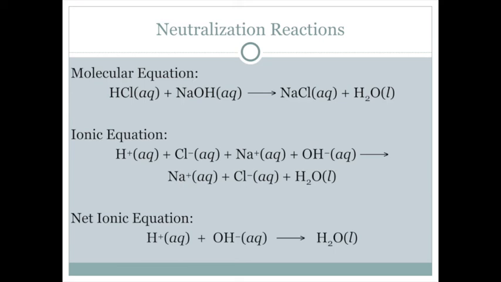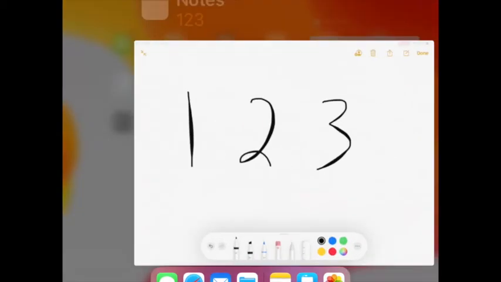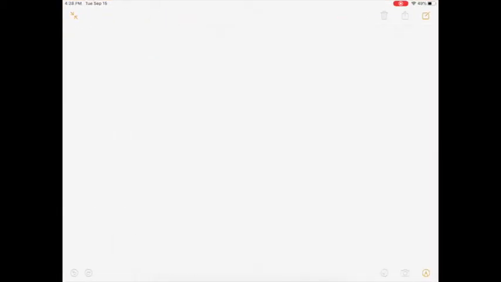But the nice thing about the acid-base reactions is this is always the net ionic. You don't even have to figure out what the molecular or the ionic equation is. The net ionic equation for a neutralization reaction will always be hydrogen ion plus hydroxide ion producing water, always. But if you forget, you can still get there if you do the molecular and then the ionic equation as well. So I'm just going to make up an example here for you and do it real quick before we move on to the gas-forming reactions.